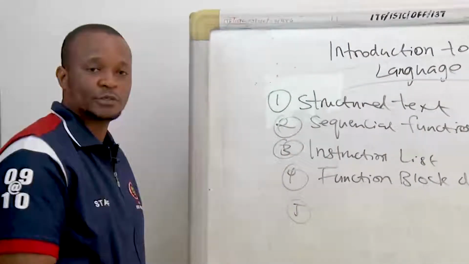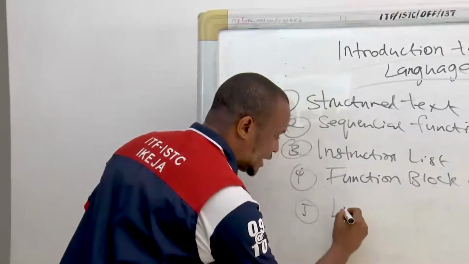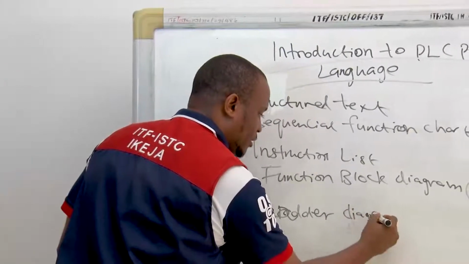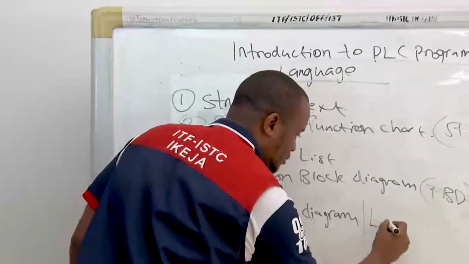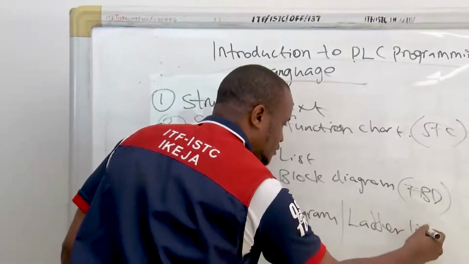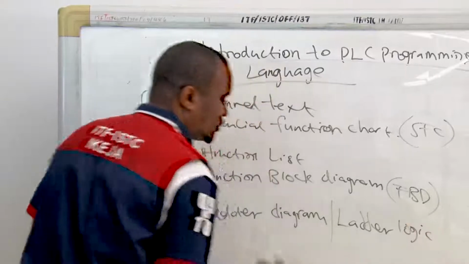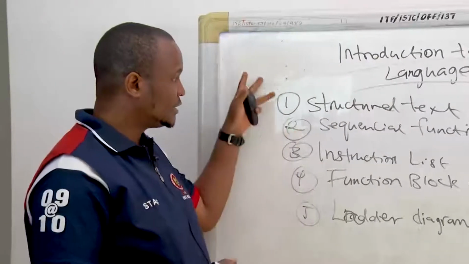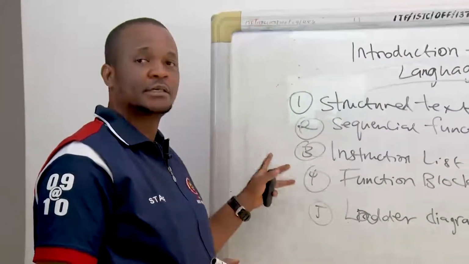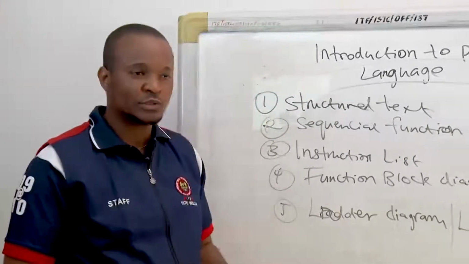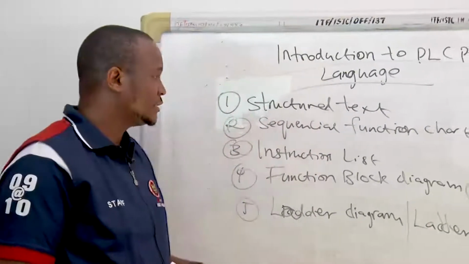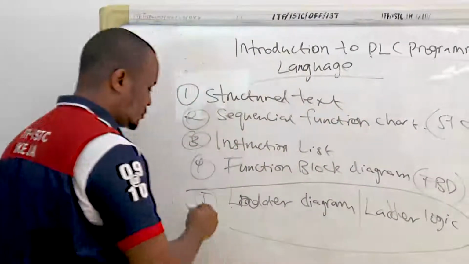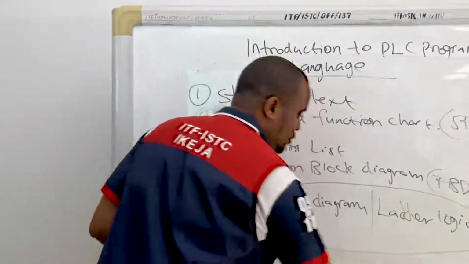And the fifth, but not the least, is the ladder diagram, or some may call it ladder logic, or ladder logic diagram. Whichever one, these are the 5 basic standard languages that can be used according to IEC. But the popular one is the fifth one, which is the ladder logic diagram.